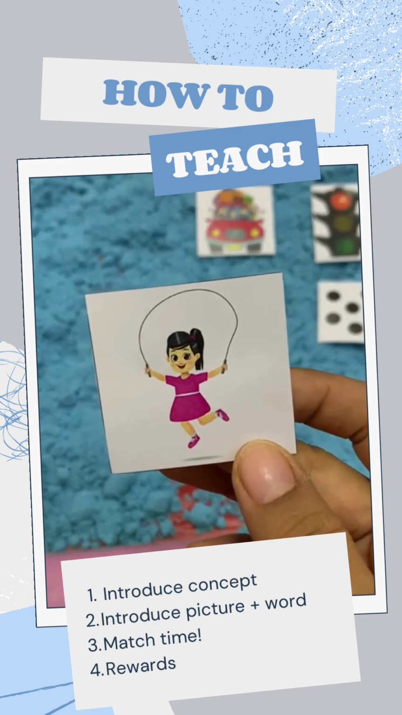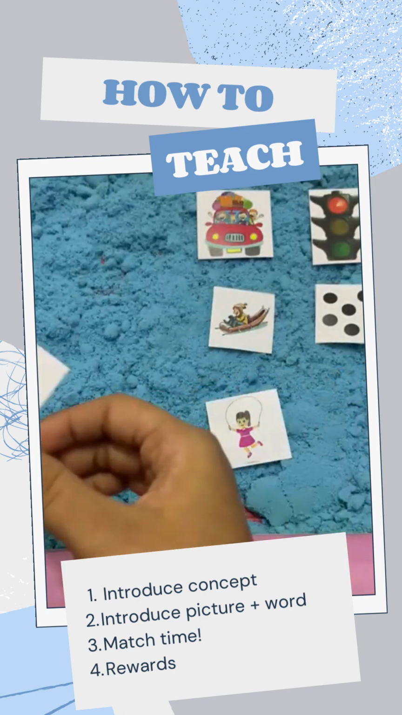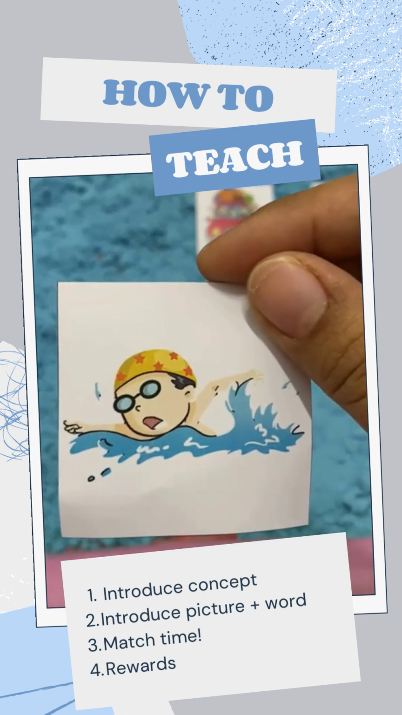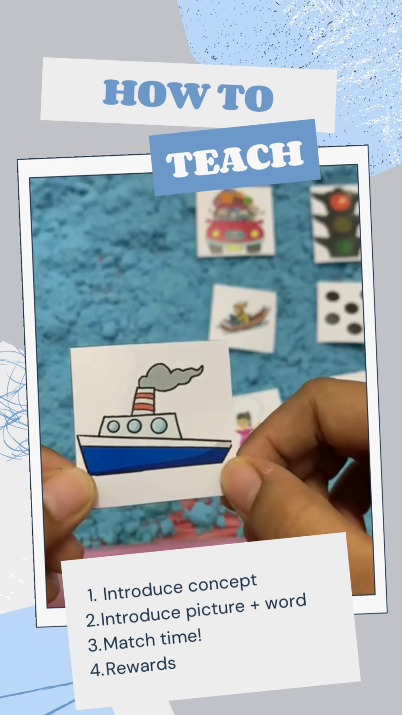Look, the girl is skipping. Skip. And the boy is swimming. Swim. Lastly, I have ship. Ship.